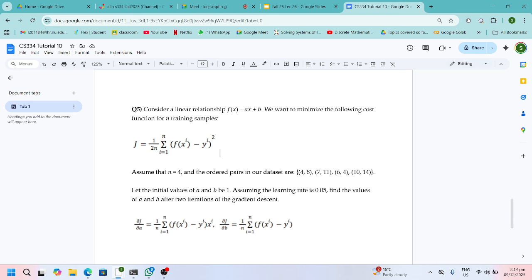So anyway, you're given a linear relationship f of x equals ax plus b. You want to minimize the following cost function for n training samples. This cost function, the objective function, is given to you. Assume that n equals 4. Well, this means that 4 data points are given to you in your data set. And you have pairs given for, well, a comma b, given in that format.